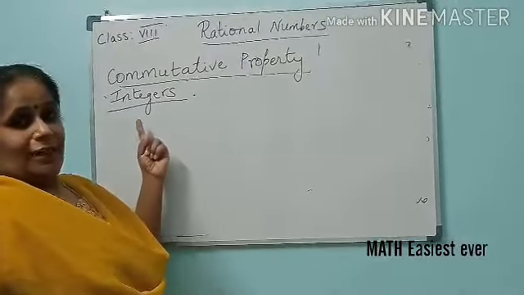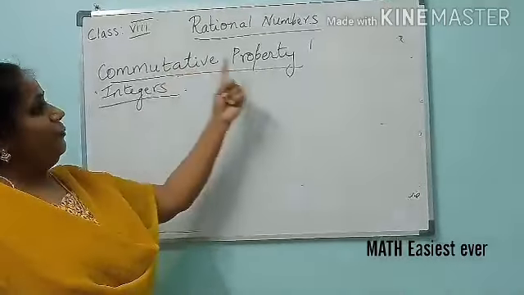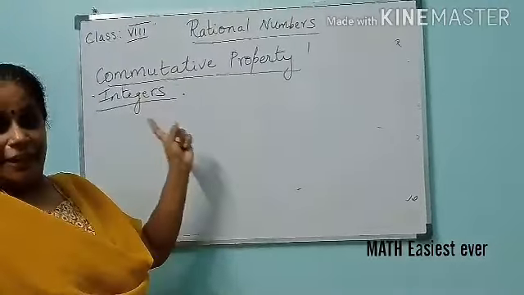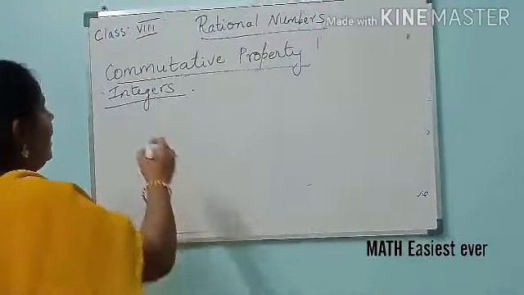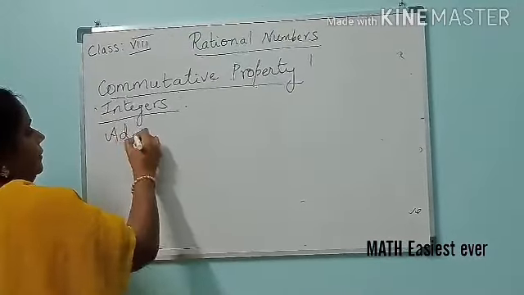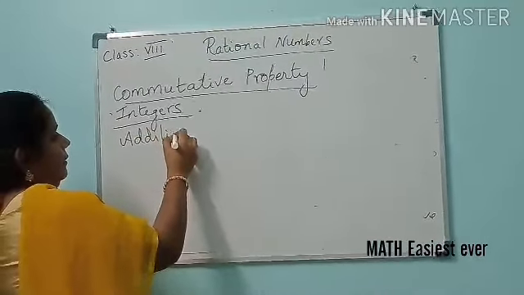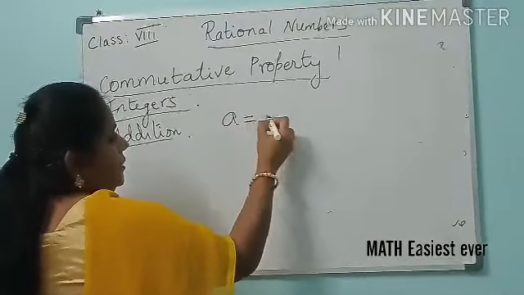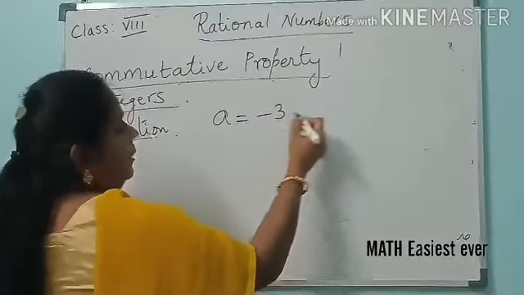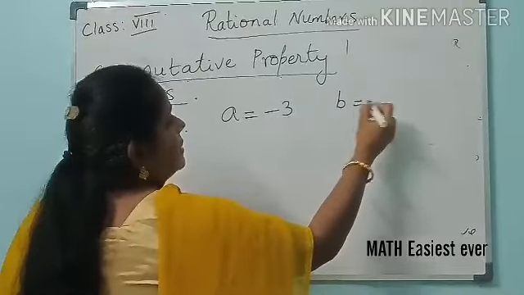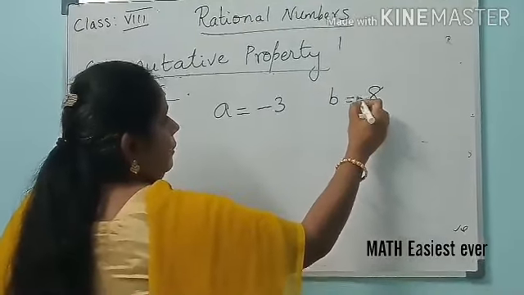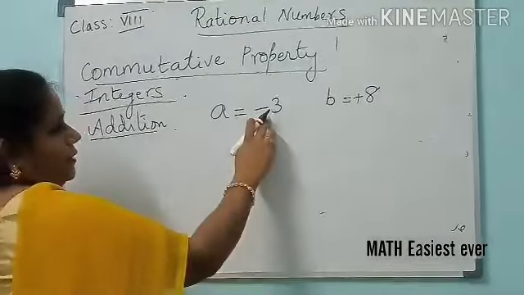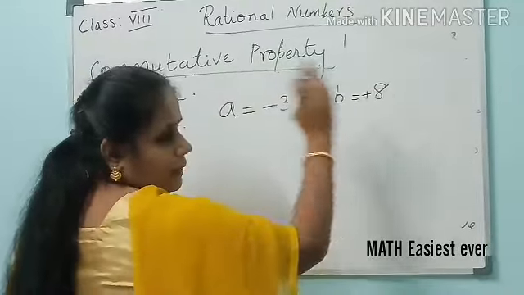Now let's see the commutative property of integers. We'll start with addition. Let's take a as any integer, and b as another integer. A is minus 3 and b is plus 8.